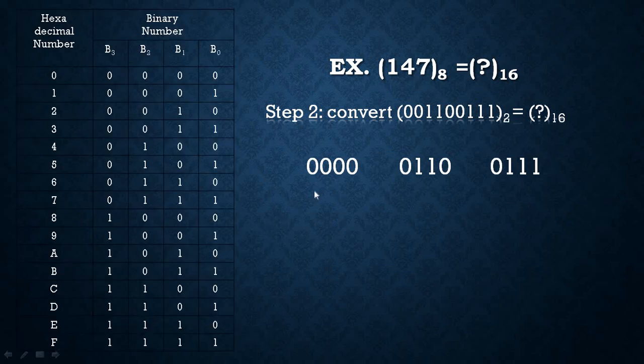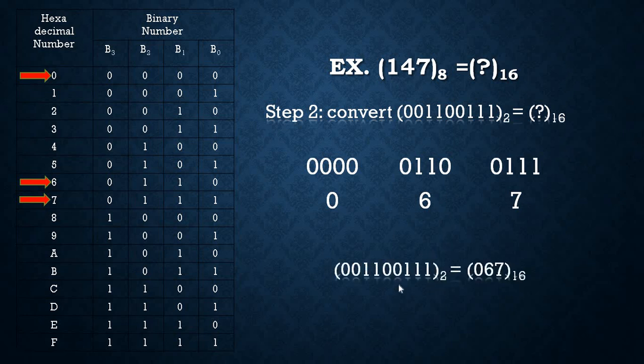Now again we have to find the hexadecimal equivalent for these groups. We again observe the relation table. For 0000 we get the hexadecimal digit 0, we write here. For 0110 we get the hexadecimal digit 6, we write here. For 0111 we get the hexadecimal digit 7, we write here. Again we combine this result and we write the equivalent hexadecimal number as 067 to the base 16. In this way we convert 147 to the base 8 into the hexadecimal number 067 to the base 16.